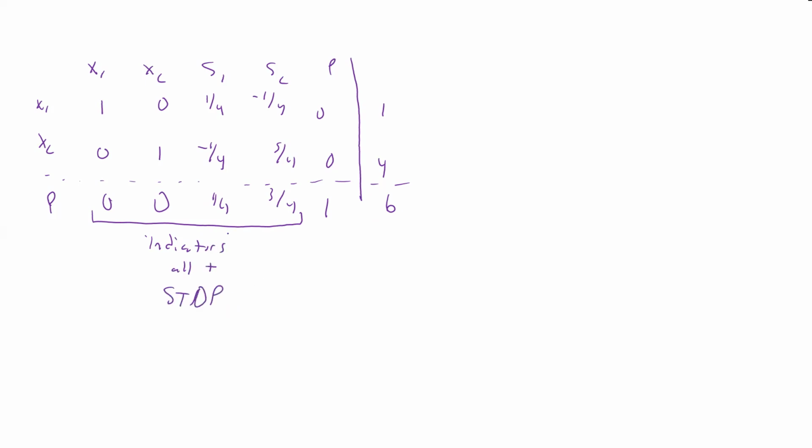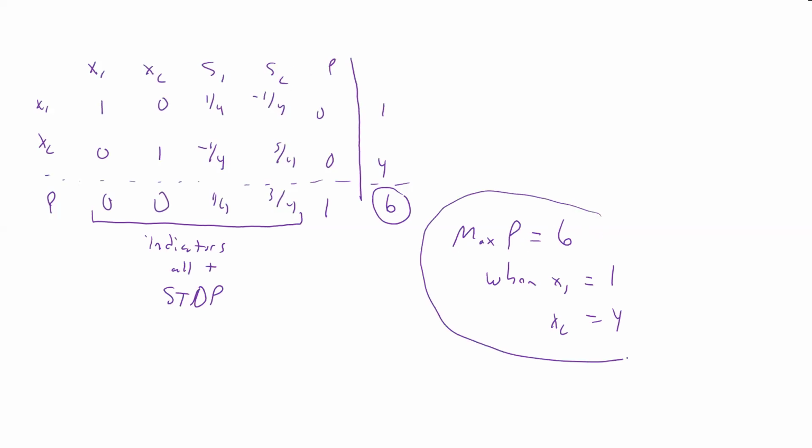Okay. And when we stop, that means that's our final answer. So the max P is equal to 6. And here we're going to say when x1 is equal to what? Well, x1 is going to be equal to 1, and x2 is equal to what? 4. Okay. And then our S1 and S2 are equal to 0. So that's probably all they are going to ask for most of the time: what is your max P, what is your X1, and what is your X2. All right, so let's stop there and we'll come back for another one.